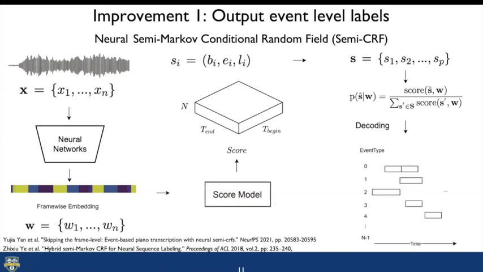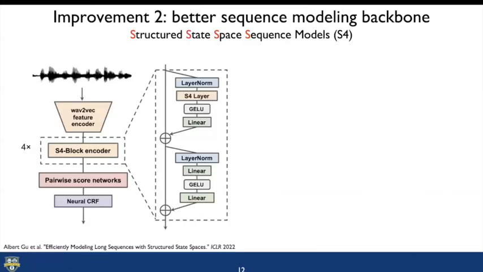During inference, we decode this score using dynamic programming to get the segmentation of all of the events. Another important component is the neural network backbone for the frame-wise embeddings. Here, we use structured state space sequence models. The S4 models are a newly proposed neural network backbone that can model a long sequence. It is mainly inspired by the state space equations.